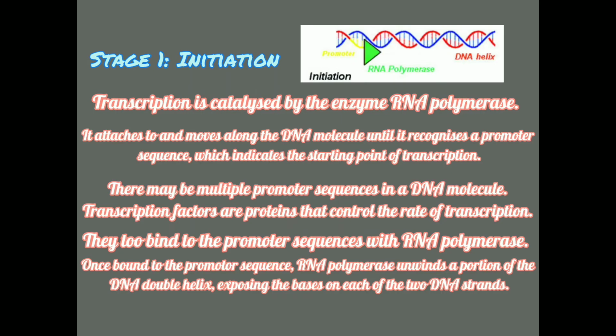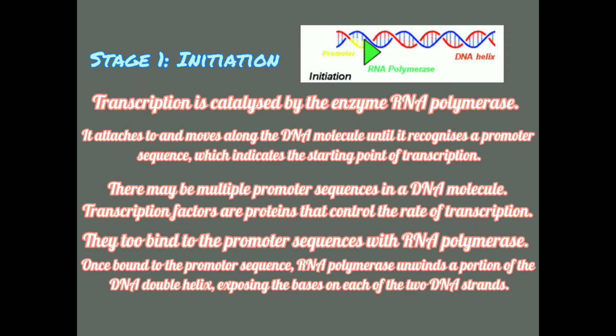Stage 1 in transcription is initiation. Transcription is catalyzed by the enzyme RNA polymerase. It attaches to and moves along the DNA molecule until it reaches a promoter sequence, which indicates the starting point of transcription. There may be multiple promoter sequences in a DNA molecule.